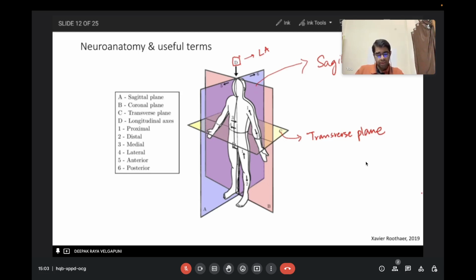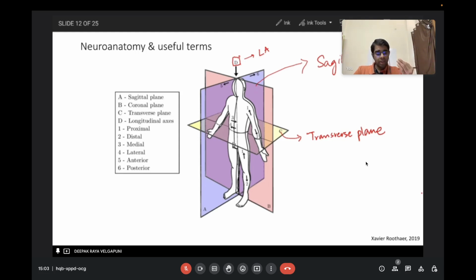And there are a few other terms apart from these important planes. So just to recapitulate, sagittal is something that cuts your body into two halves, left and right. Coronal plane cuts your body into front and back halves, and transverse plane cuts your body into top and bottom halves, and an axis passing through the center of your body is called the longitudinal axis.